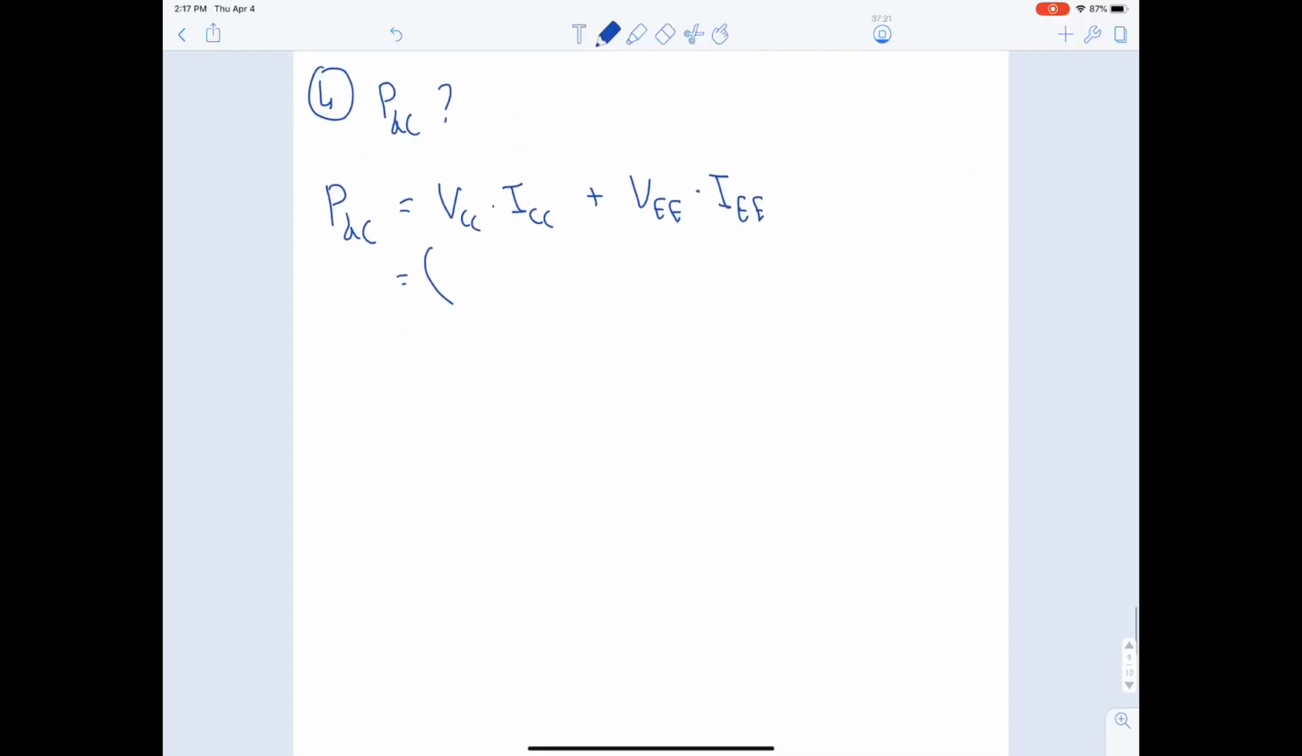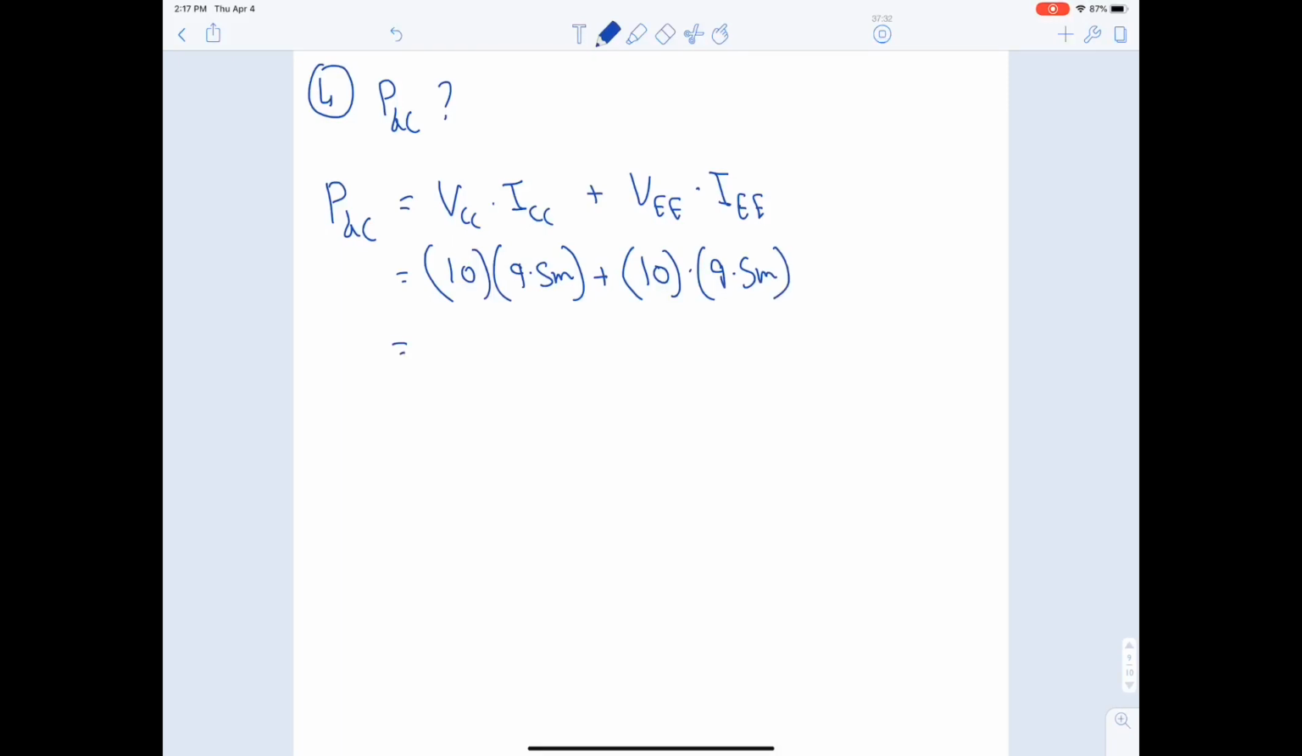So it's 10 multiplied by 9.5 milli plus 10 multiplied by 9.5 milli. This is equal to 190 milliwatt. Now notice here we did not use RMS. Why? Because the power at the DC power supplies is already one constant value. It's a DC signal. It's not alternating, so we're not going to use RMS. We said RMS is used only when calculating power of input and output.